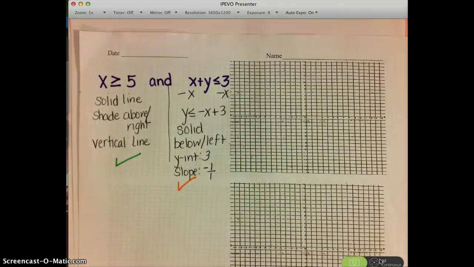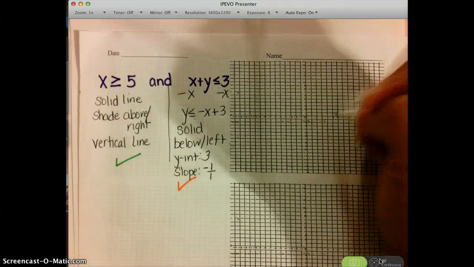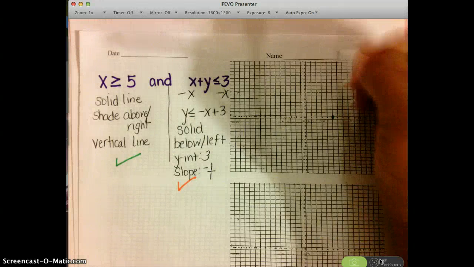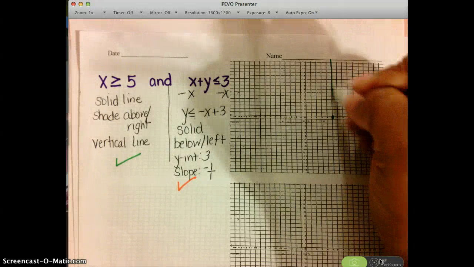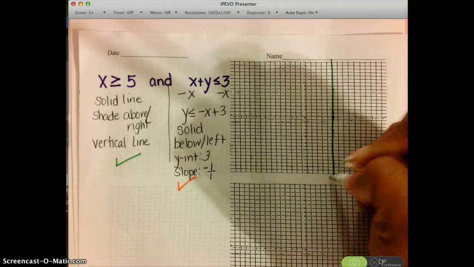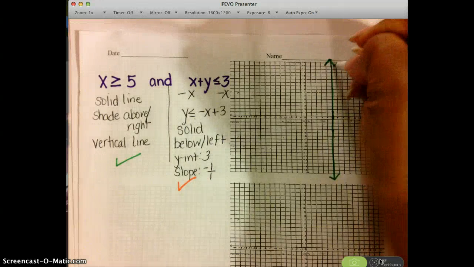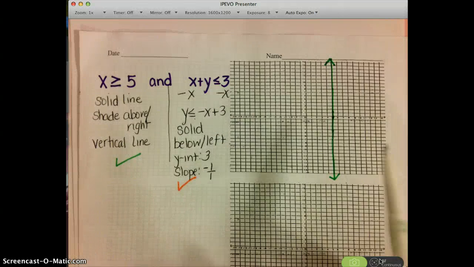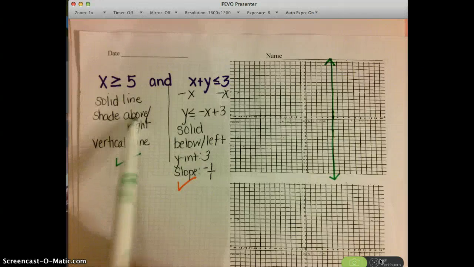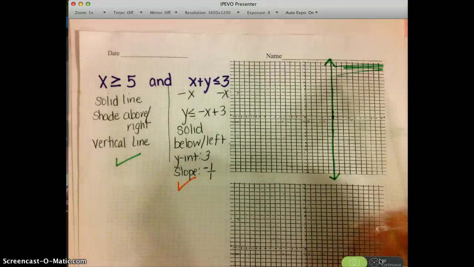Okay, so I'm going to start with the first one. I have x is greater than or equal to 5. So I'm going to go over to 5 on the x-axis, put a point, draw my solid vertical line, put arrows on the end, and extend through the entire graph. Shade above or to the right. So I'm going to shade to the right.